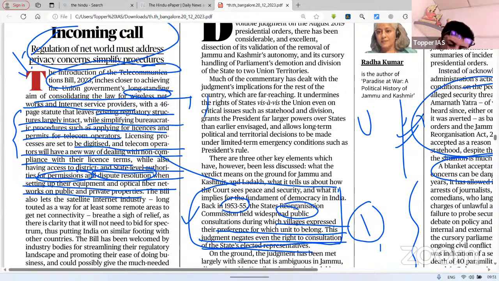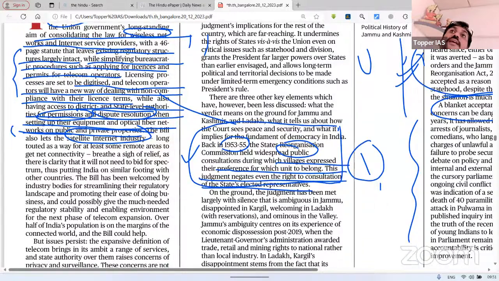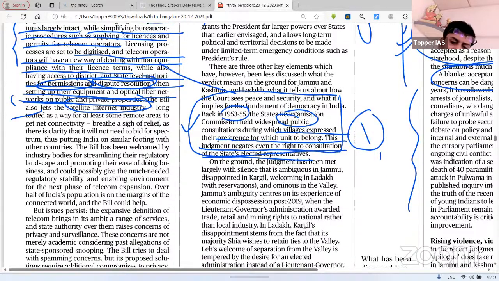The bill also lets the satellite internet industry in. This is very important. Why is the satellite internet industry important? For remote villages, you cannot lay the optical fiber. So it is difficult in that area. For that, they are adding the satellite internet industry, how they can take a license, how they can put it. So that is one more thing. Okay. So remote areas will get connectivity.